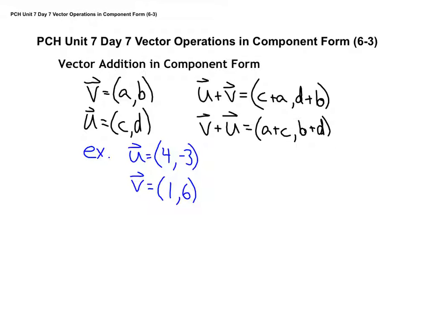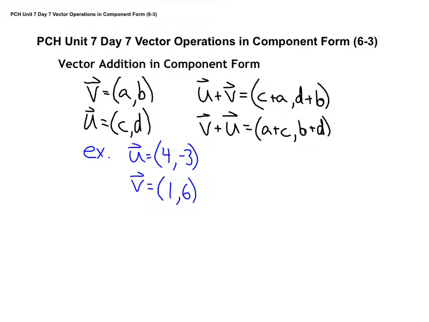All right, so as we look at operations when we're in component form, we've talked about addition and subtraction geometrically. We've drawn them out, okay? But what we're going to do here is look at them as components and see how to add them without having to draw them out, okay?